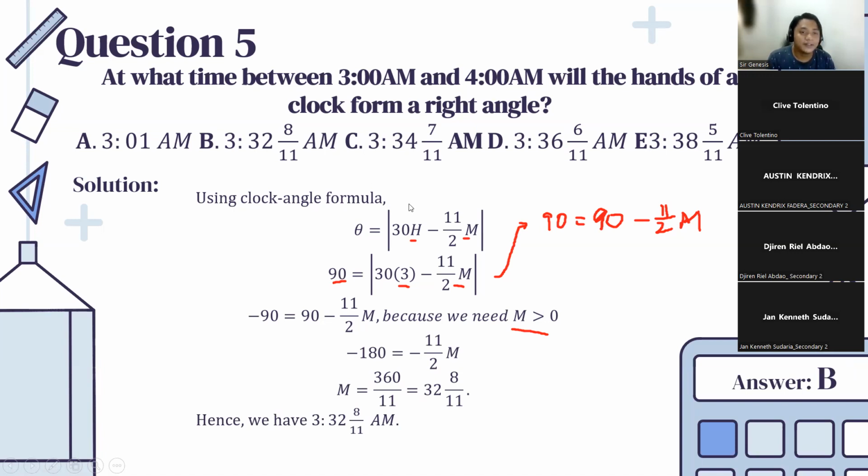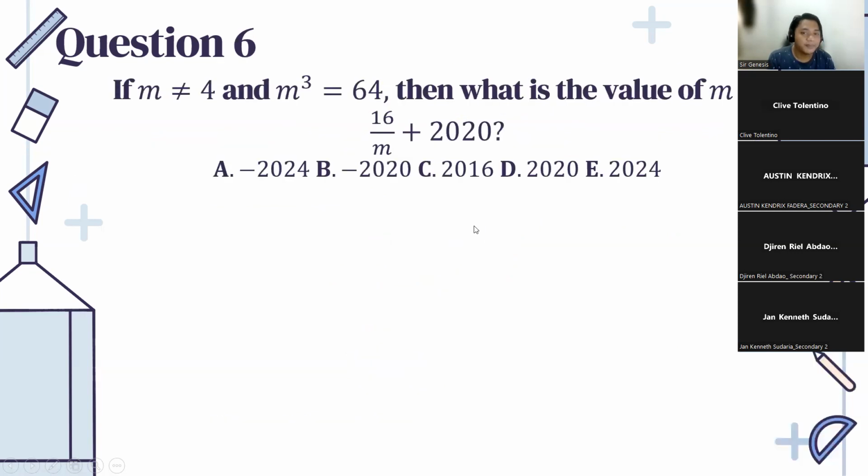Okay. Next, number 6. If m is not equal to 4 and m cubed is equal to 64, then what is the value of m plus 16 over m plus 2020?